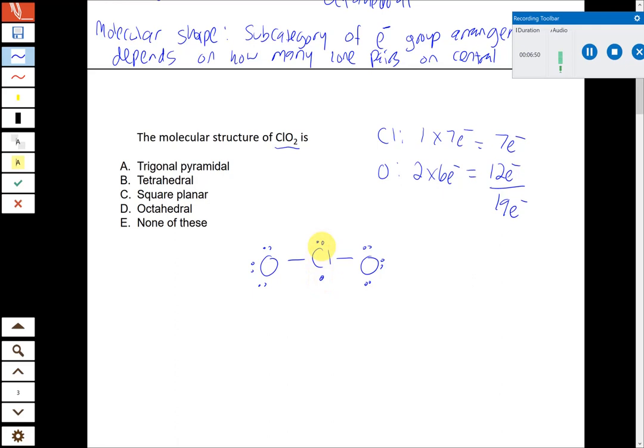So the electron group arrangement for this molecule, this chlorine in the center, is going to have a total of 4 electron groups. It's going to have 2 oxygens, 1 lone pair, and then 1 unpaired electron for a total of 4. 1, 2, 3, 4. We could evaluate this. We probably should draw some double bonds here as well, but that's not going to really change the story in terms of molecular structure.